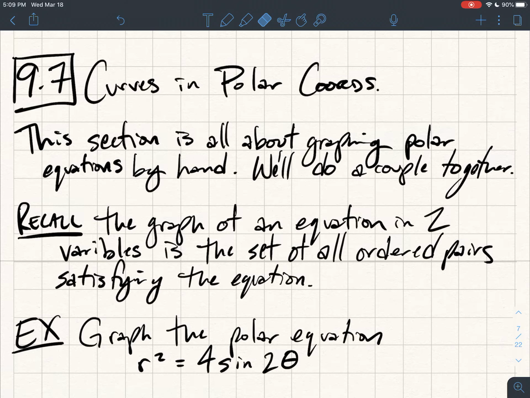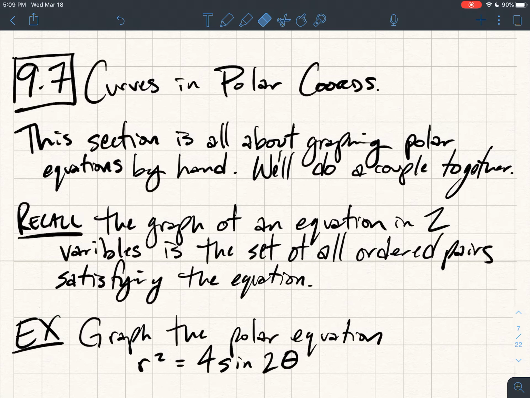So at the end of the last video, we talked about using polar coordinates to graph lines. There's going to be two different looking equations for lines that go through the origin and lines that don't. In this section, 9.7, we're looking at other kinds of curves using polar coordinates rather than rectangular coordinates, x and y's, that you're used to. So we're going to try to graph some polar equations by hand.